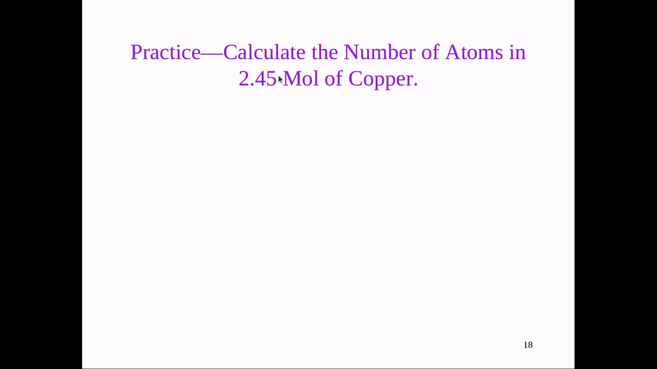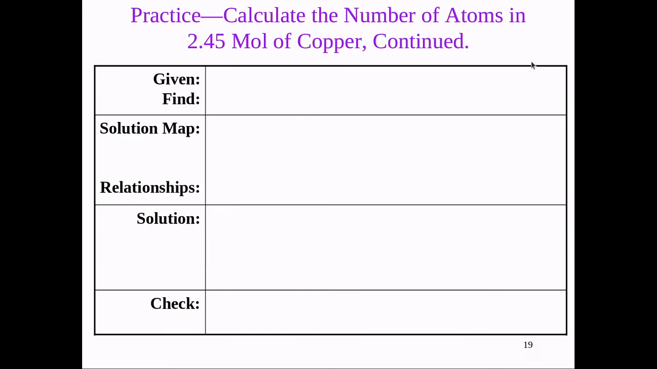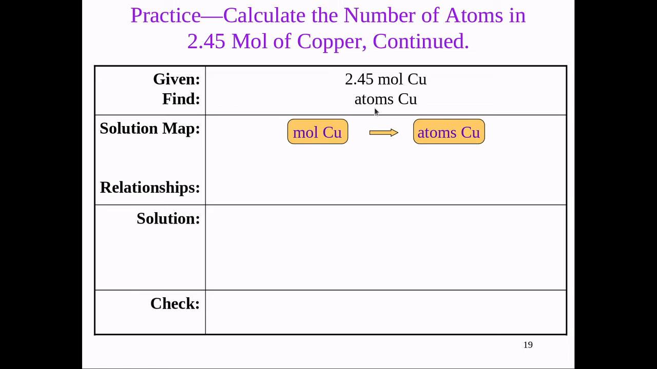Okay, so now that we've gone from the number of atoms to the number of moles, let's see if we can do this the opposite way, and if we're given the number of moles of a certain substance, that we can calculate the number of atoms that we have. So here we started off by being given the number of moles, 2.45 moles of copper, and we're being asked to find the number of atoms. Our solution map is the opposite of what it was before. Now we're going from moles to atoms.